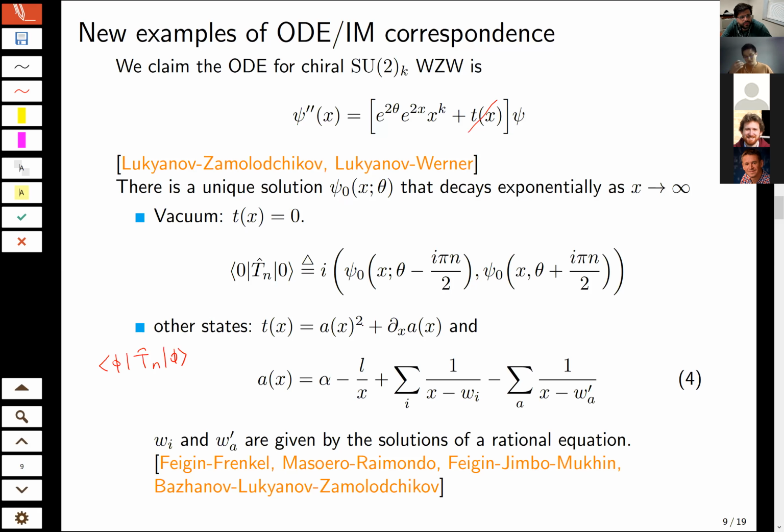Now the idea is to fix the parameters here, in particular the locations of w_i and w_a, such that the ODE has trivial monodromy around those singularities. I will not bore you with the details, but the punchline is you can do this. Once you do this, you find out what the small t of x is. Then you go back to the ODE, find the solution psi 0 again, and calculate the Wronskian. That will give me the expectation value in that particular state.